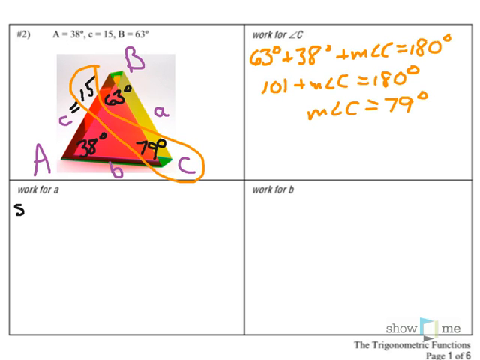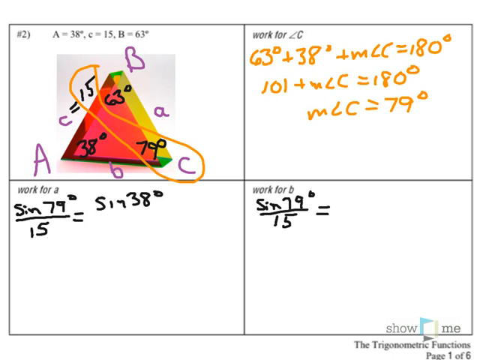Law of sines. You take sine of an angle over its opposite side, and you set it equal to sine of an angle over its opposite side. So I'm going to use that expression, sine of 79 degrees divided by 15, for each of these problems. For side A, we would set it equal to sine of 38 degrees divided by A. For side B, we would set this equal to sine of 63 degrees divided by B.